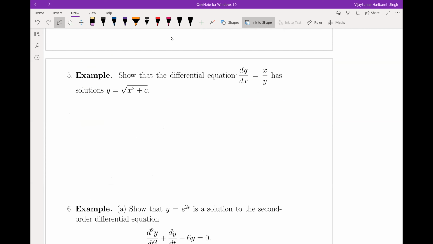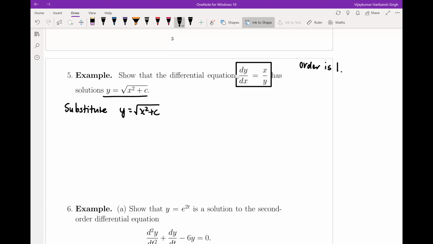So first of all, let's look at the following differential equation. What is the order of this differential equation? Order is 1. Now, here we are asked to show that this differential equation has a solution y equals square root of x squared plus c. So let's see. Let's substitute y equals square root of x squared plus c in the above equation.